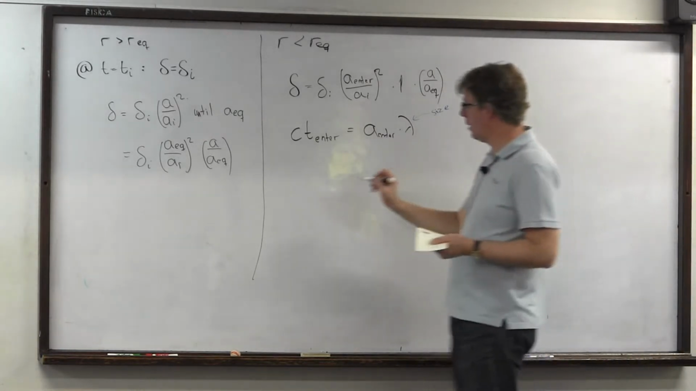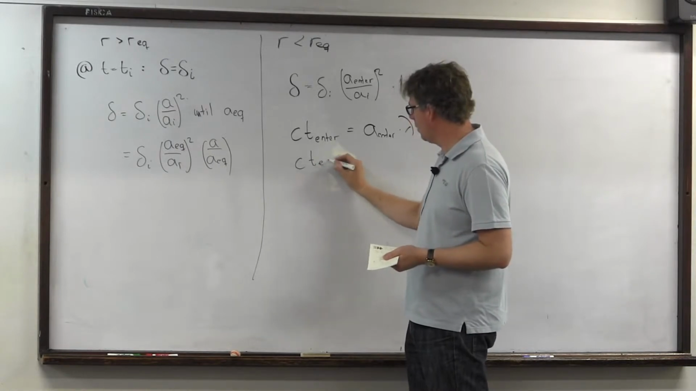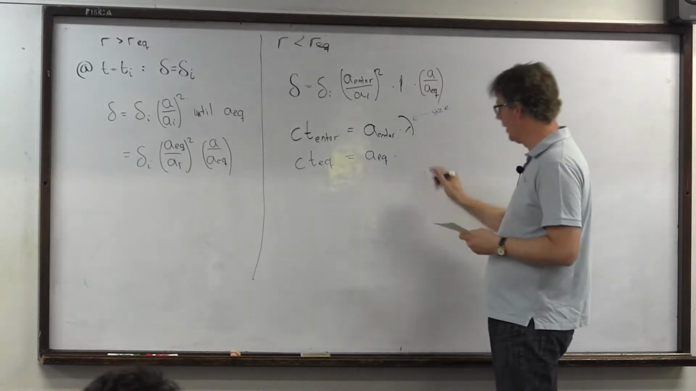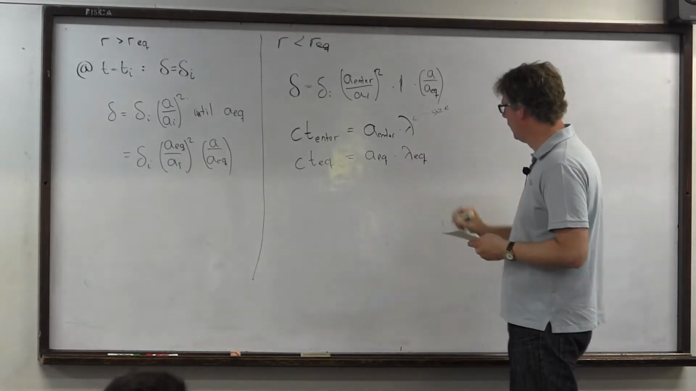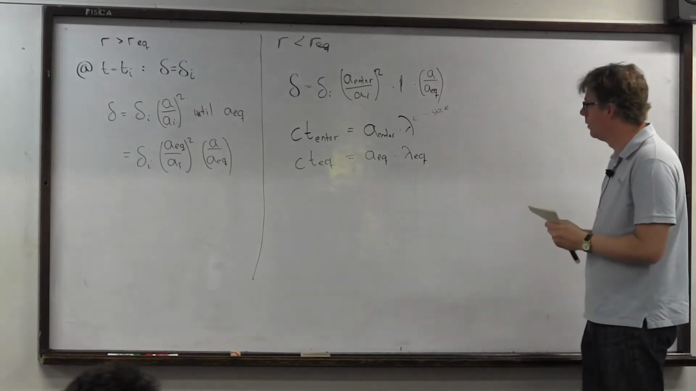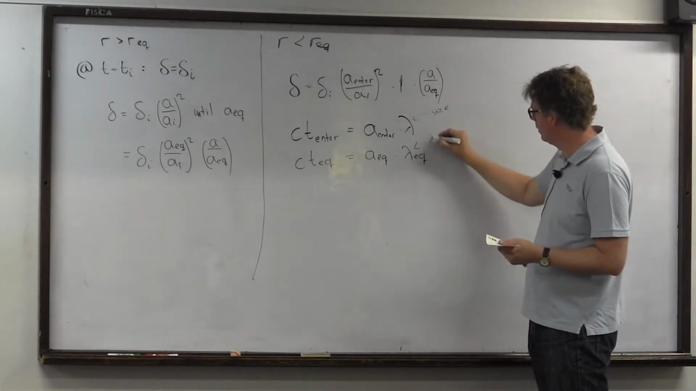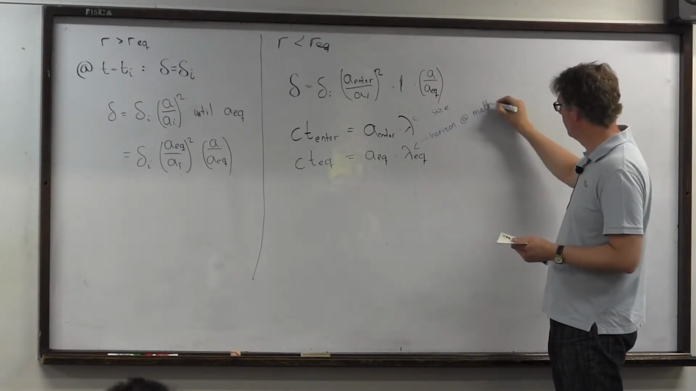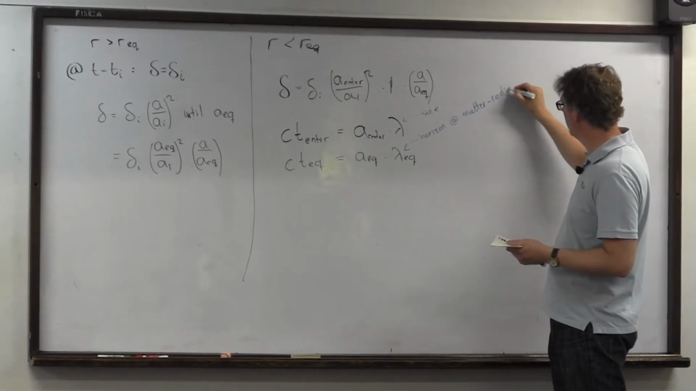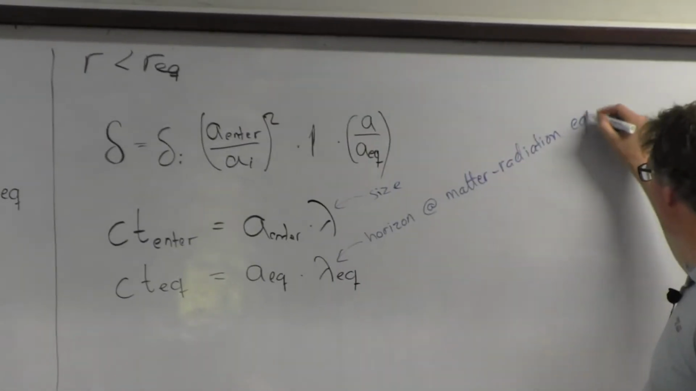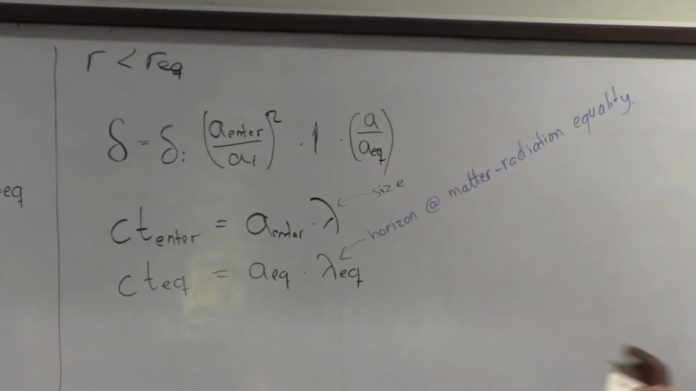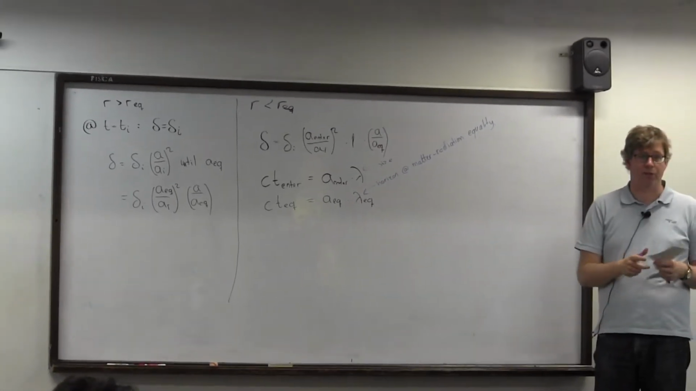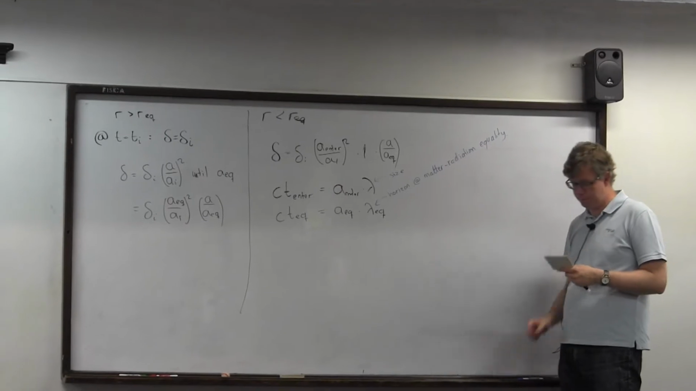And I can write the same thing down for equality. T equality is equal to A equality times lambda equality. So that's sometimes called the horizon at matter radiation equality. So that's how big the universe was. In a way, it's the size of the universe at the time of matter radiation equality.